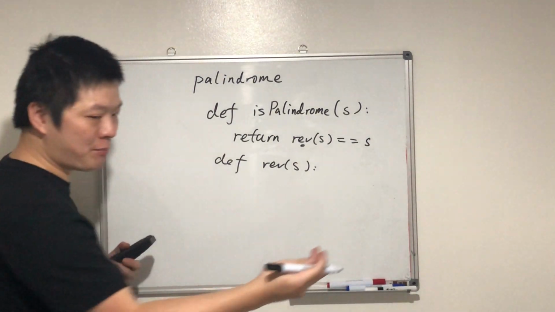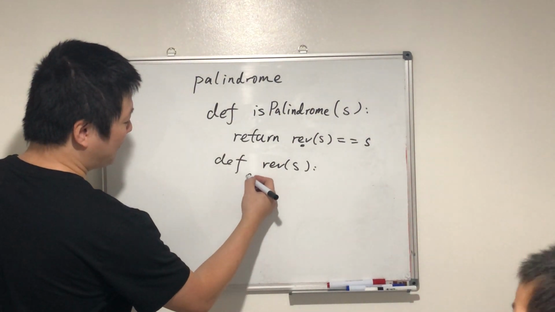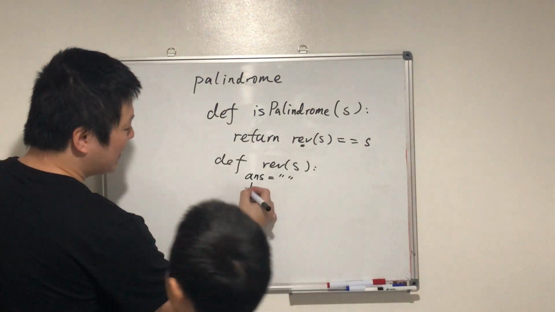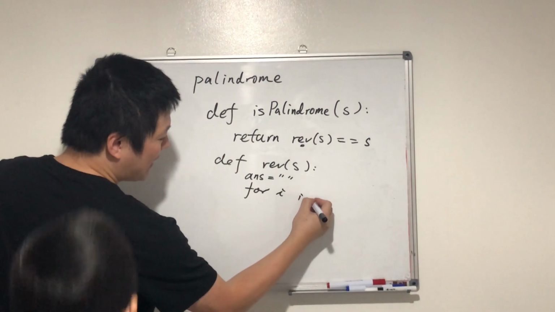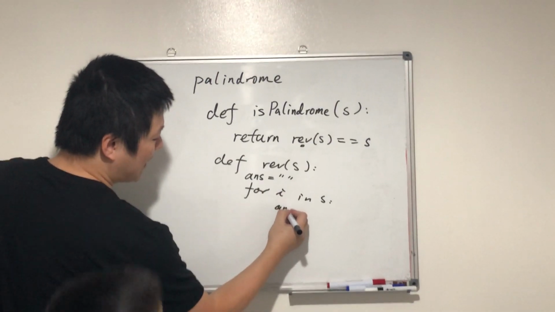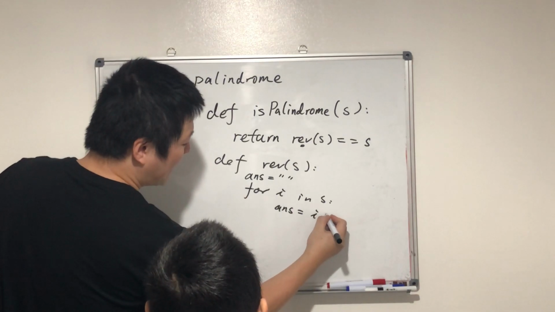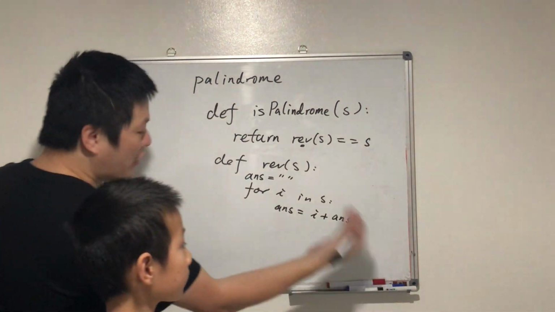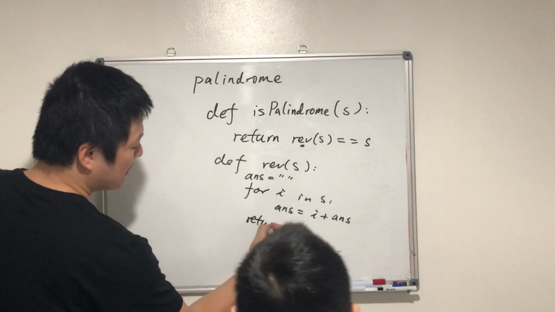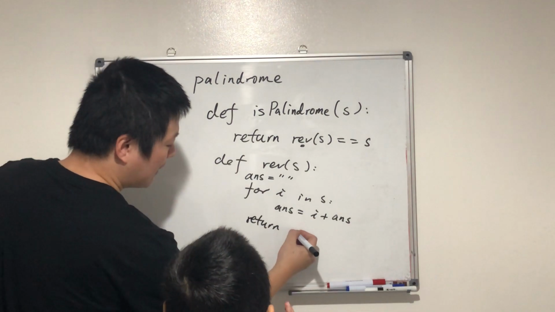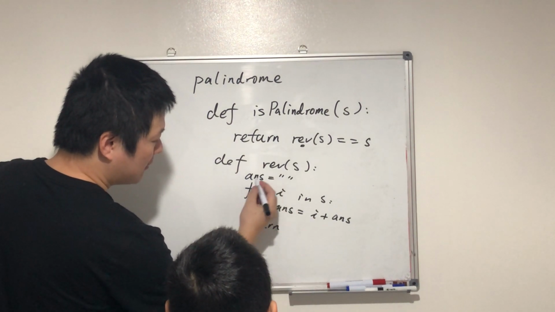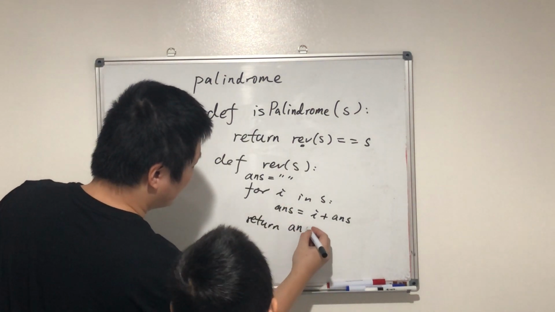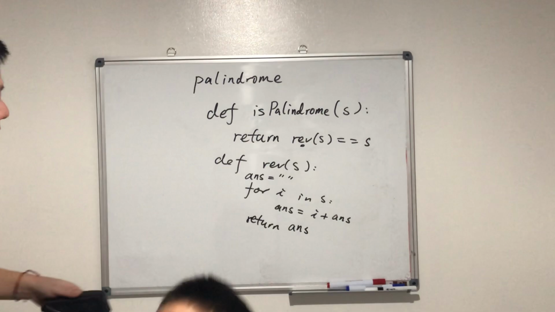Remember the general approach, this easy approach: we can define the answer here. First of all, it equals an empty string. Then for i in s, answer equals i plus answer. Put every character before it, so it will be reversed. Return what? Return answer. Yeah, that's easy.